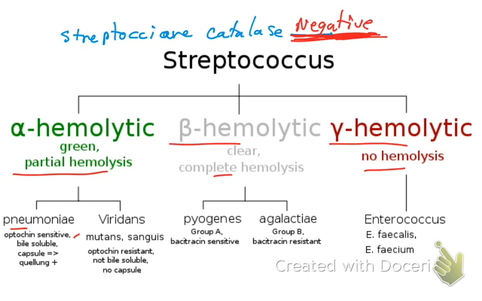Okay. Now this is optochin resistant, not bile soluble, and no capsule. Then if we go to the beta hemolytic, Streptococcus pyogenes is group A and is bacitracin sensitive, and agalactiae is group B, so bacitracin resistant. And then with no hemolysis, the gamma, we have Enterococcus, so we're going to have E. faecalis and faecium. Basically this is a summary of that.